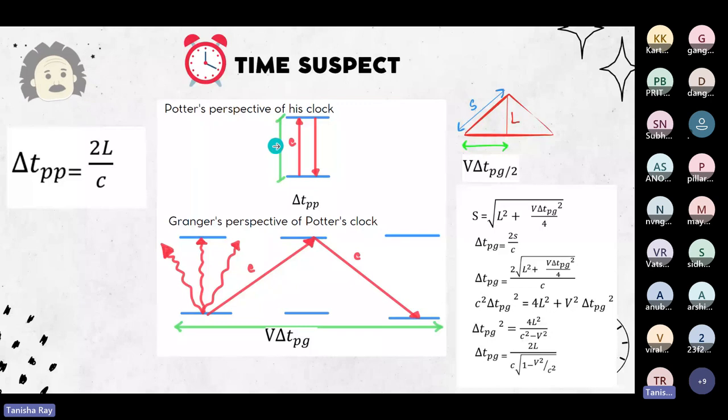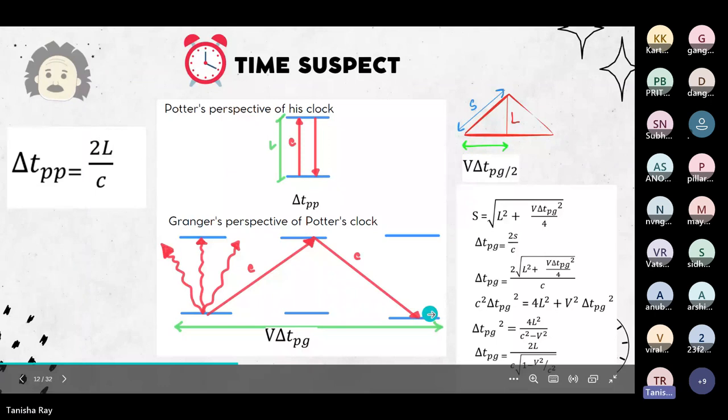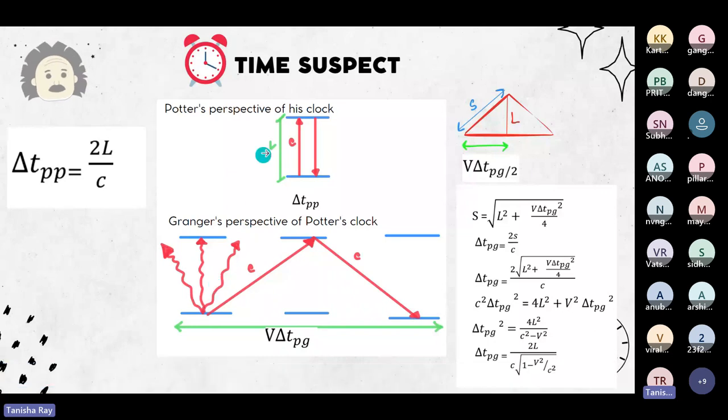But now what will happen if we look at Mr. Potter's clock from Miss Granger's perspective? Then Miss Granger will surely see Mr. Potter moving. And so by the time the light ray that has been emitted from the source of Mr. Potter's clock reaches the reflector, Mr. Potter along with his light clock would have moved some distance. So for that reason, the light ray cannot travel a straight path and reach the reflector. It has to take this inclined path and reach the detector. And by the time it reaches back, it also has to follow this inclined path because Potter would have moved some distance by then.